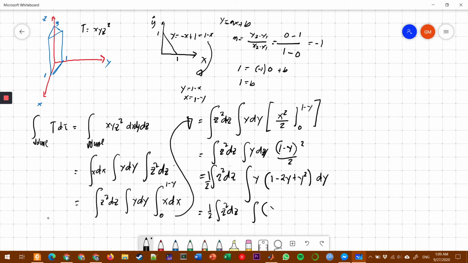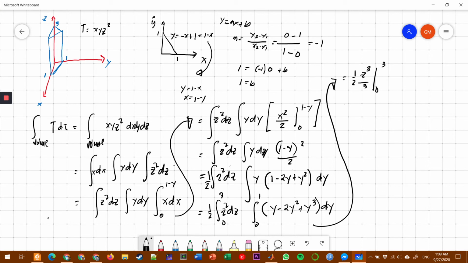So we have y minus 2y squared plus y cubed dy. Okay, so the limit here is from 0 to 1. This one is from 0 to 3. Okay. So let me continue here. So we have 1/2 integral. I can just take the integral of this. This is just z cubed over 3 from 0 to 3.